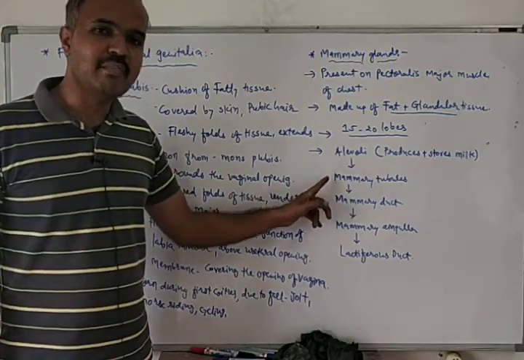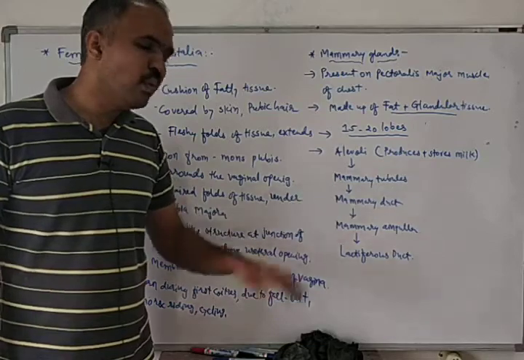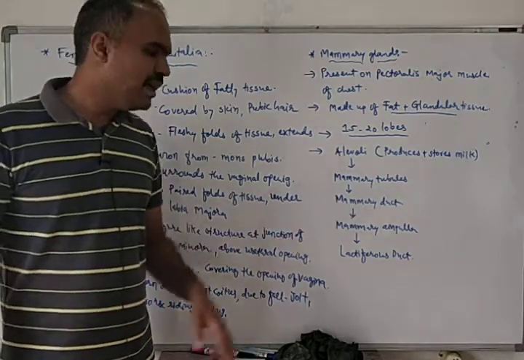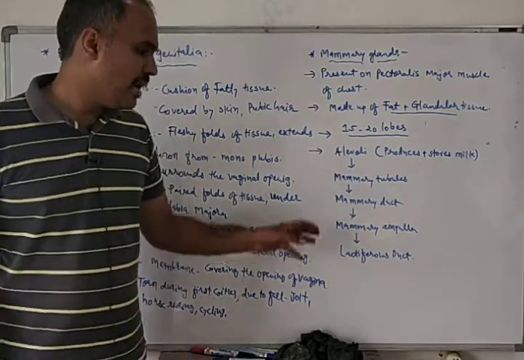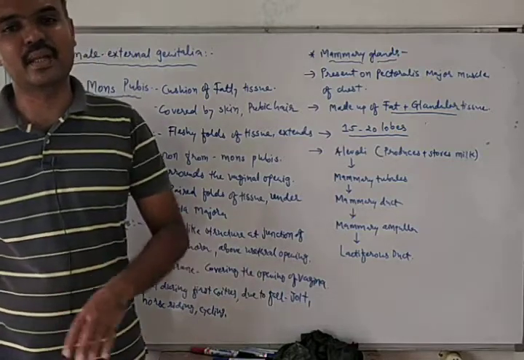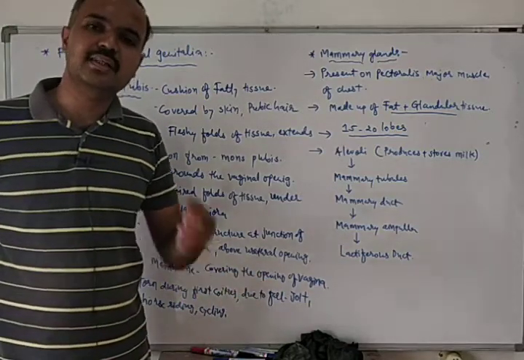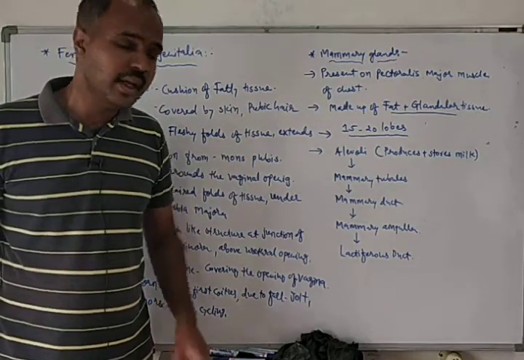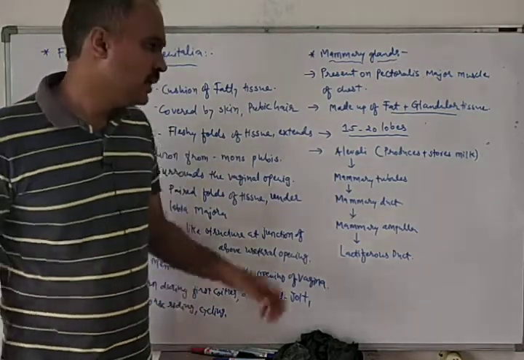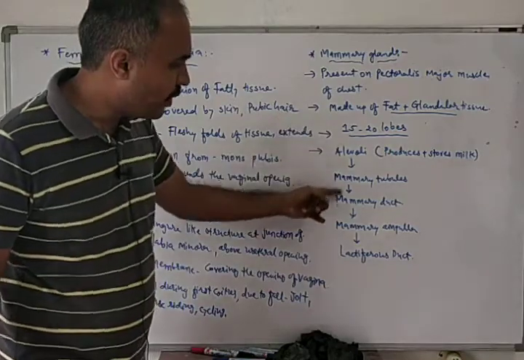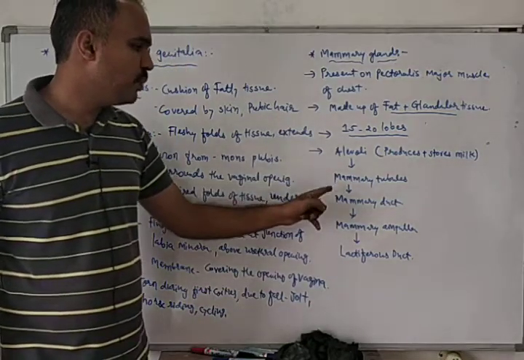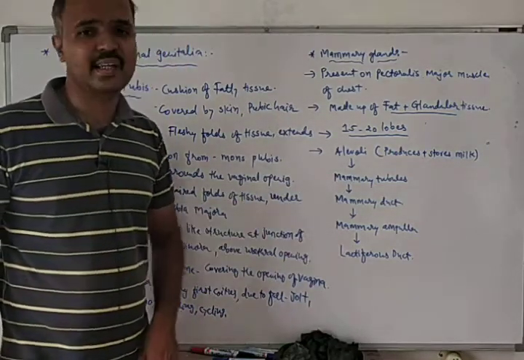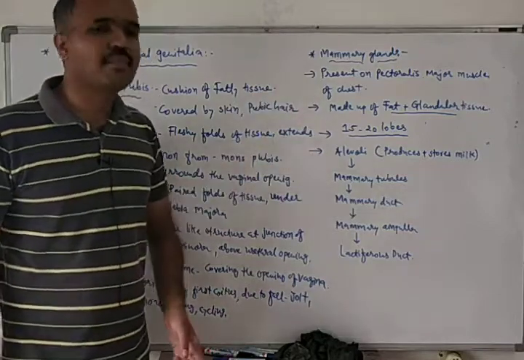Alveoli open into the mammary tubules, mammary tubules open into the mammary duct, the mammary duct opens into the mammary ampulla, and the ampulla opens into the lactiferous duct. Then this lactiferous duct opens outside of the mammary gland. So this is the pathway of milk secretion: alveoli, mammary tubule, mammary duct, ampulla, and then lactiferous duct. This is all about the mammary gland.